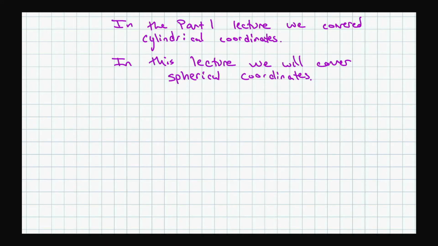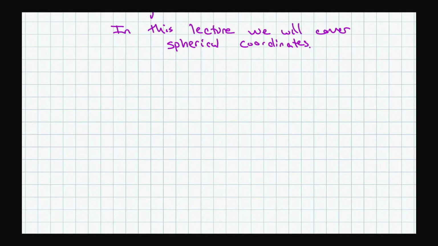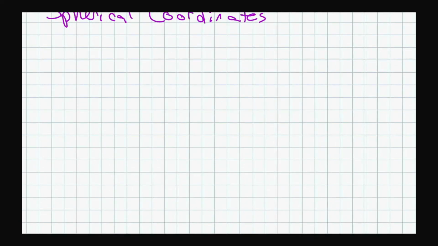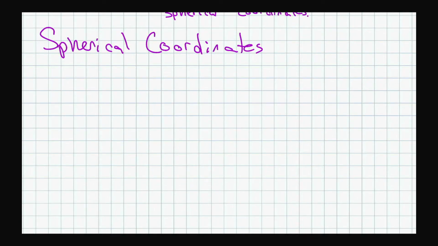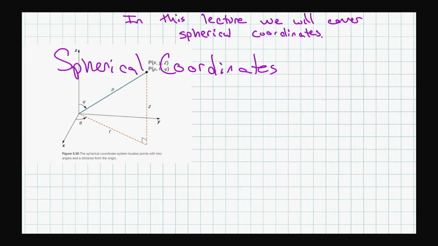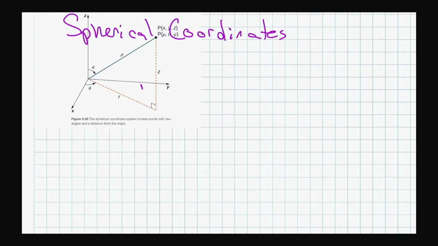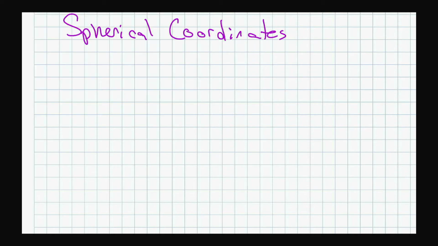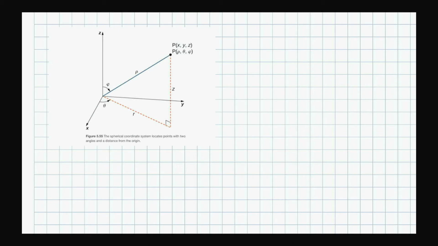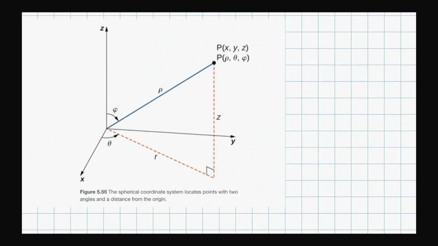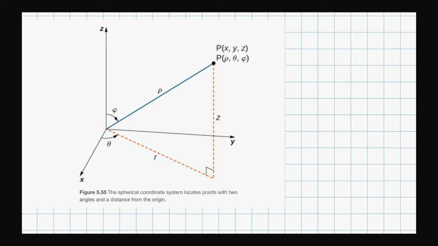All right, so let's look at spherical coordinates to get started. So let's just drag a picture over here. So this is just a picture showing us what spherical coordinates are, reminding you.